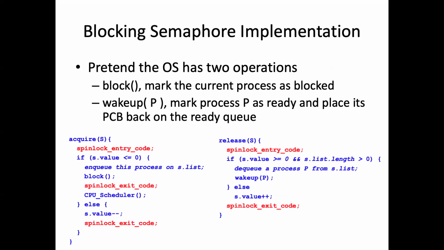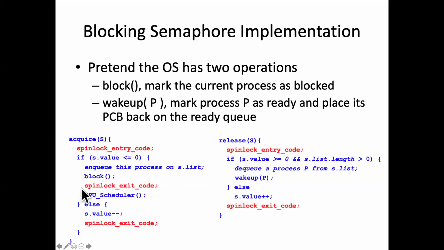I'm pretending that I've got a couple of calls I can make, so we're pretending this is code inside the OS. Whenever we call block, that marks the current process as blocked. It marks it as being in the waiting state. And we'll see later, we're also going to put it on that queue when we do that. And wake up will mark a process as runnable again. It'll put it in the ready state, and it'll put it back on the ready queue. So it'll sit in the ready queue until it gets its turn to run.